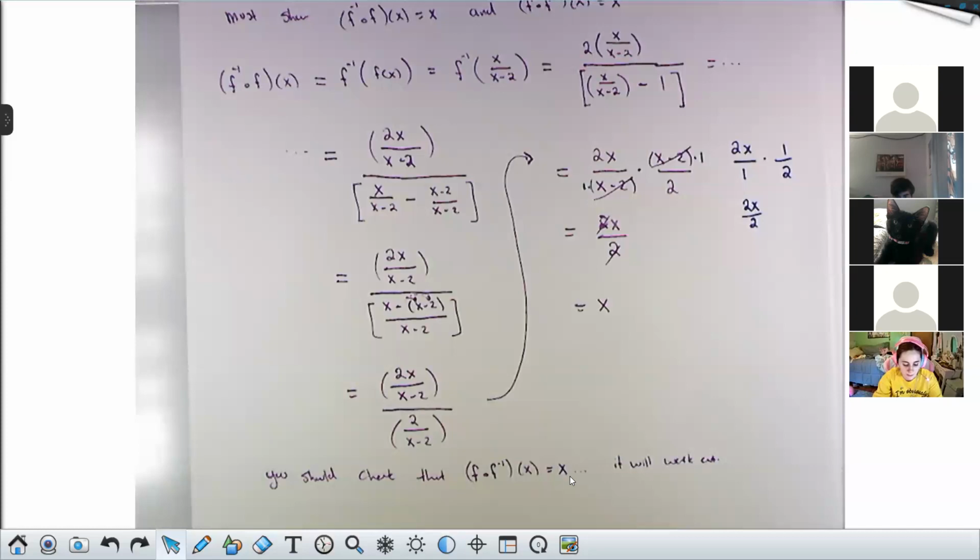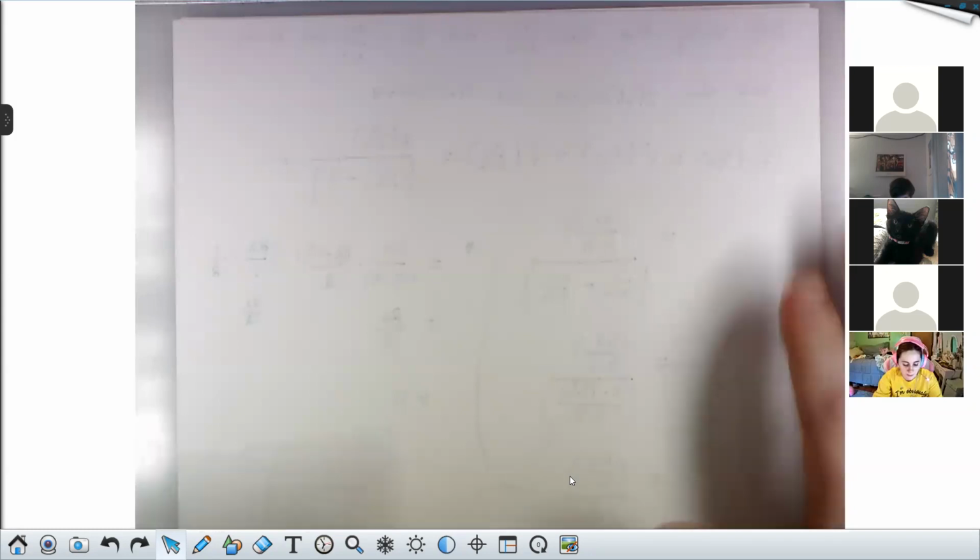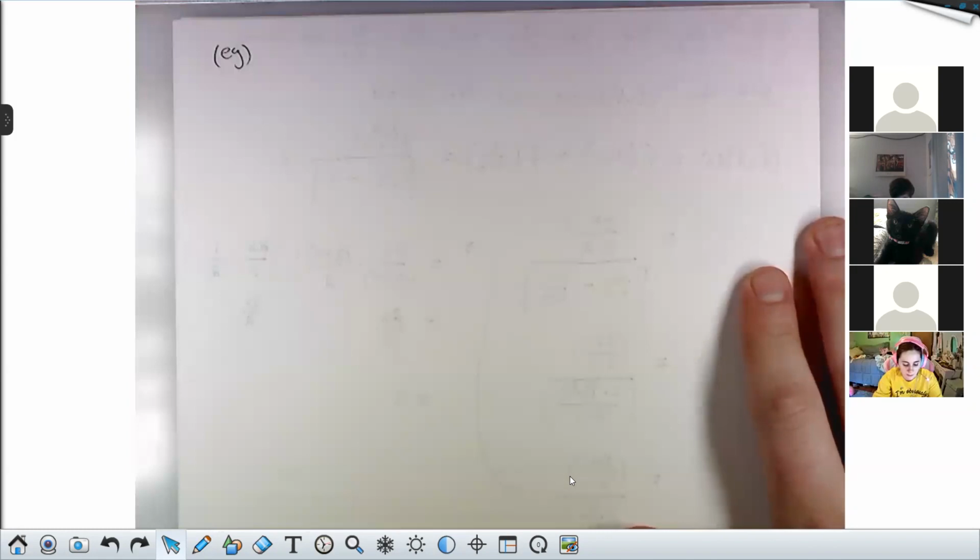Okay. So we were able to find the inverse of x over x minus 2 because it was a one-to-one function. But what if you begin with a function that is not one-to-one? So here's where that step 3 from my 5-step process is going to become important.